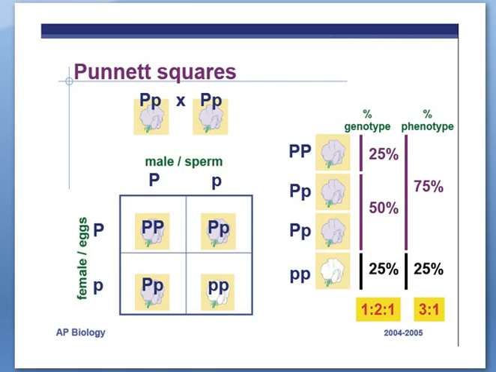Alright, so what do we use Punnett squares for? Punnett squares are used to predict the possible offspring in the cross of a male and female. And remember that plants, as well as animals, and most living things on this planet that are multicellular, will have a male and female that can produce gametes that, when they combine together, produce a zygote, which will eventually turn into that organism.